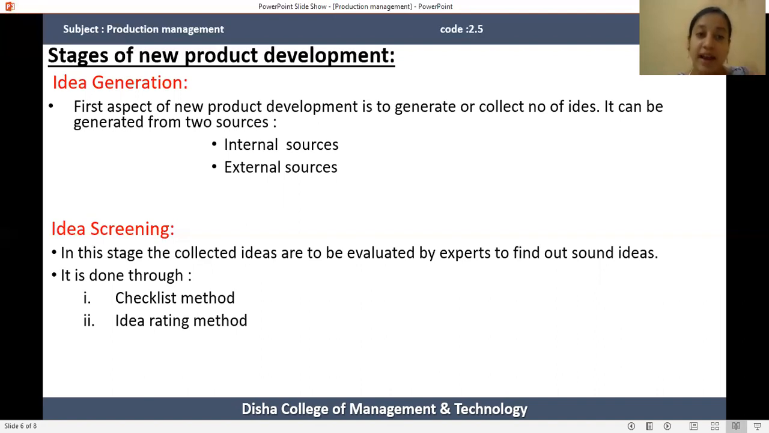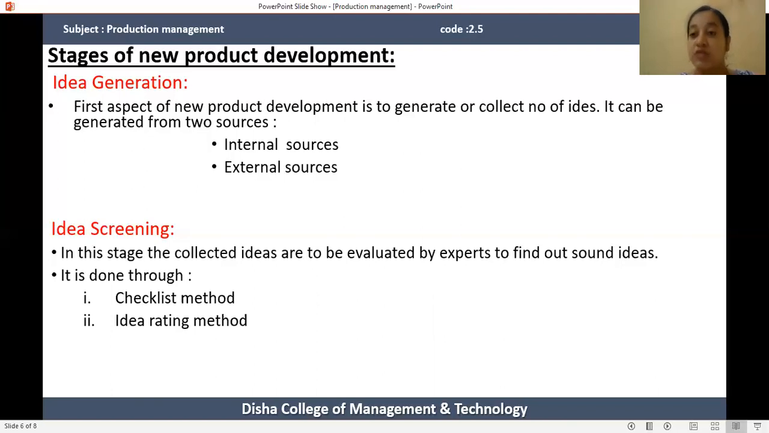various sources. There are generally two sources for generating ideas. First is internal sources, second is external sources. What are internal sources and what are external sources? Internal sources are from within the organization. The production department has to contact different persons of the organization, different employees, about the product, meaning which product is suitable for the organization.